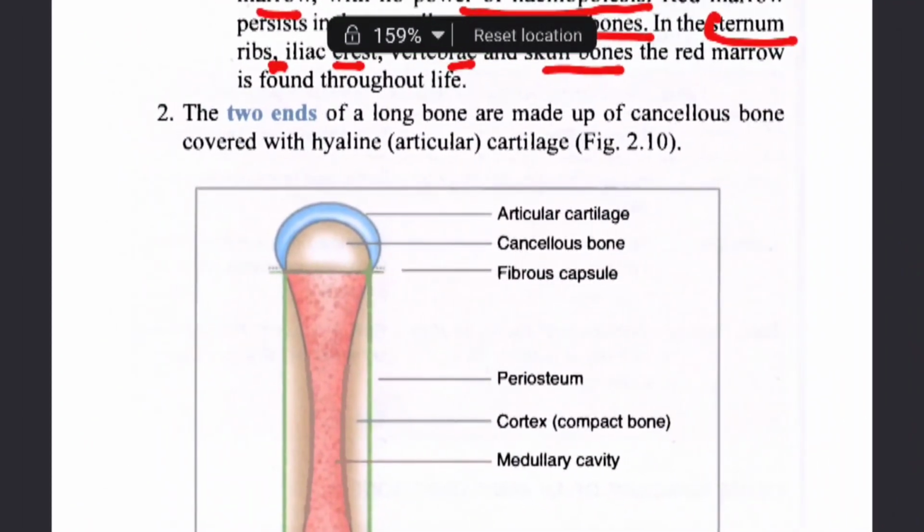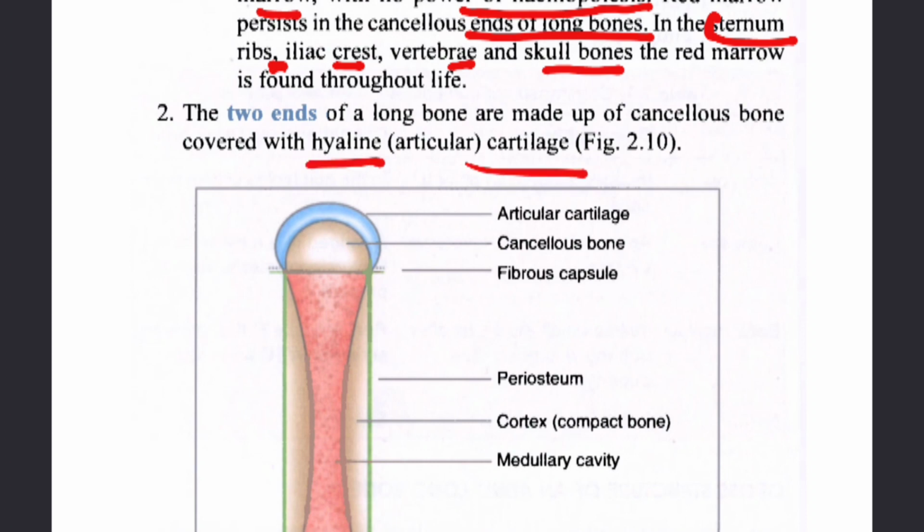Let's discuss the two ends of a long bone, which are made up of cancellous bone covered with hyaline articular cartilage. It is very important. Hyaline cartilage is responsible for the articulation in the joints. In the next chapter we'll discuss the joints. Hyaline cartilage is also called articular cartilage because it helps in the articulation of two different bones at the time of joints.